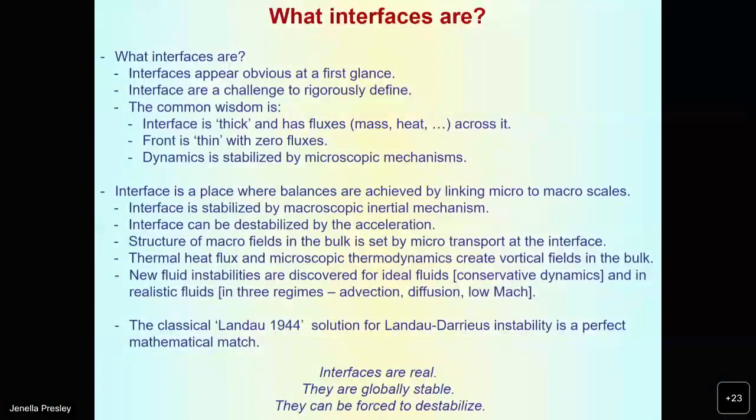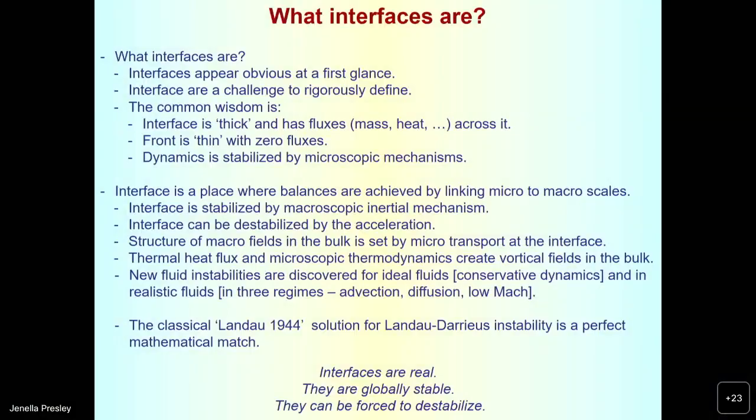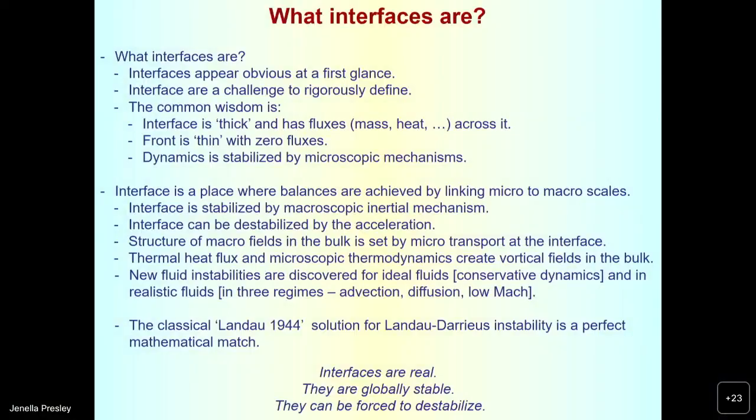However, especially in high energy density conditions, we might have interfaces that may be very thin, such as a few nanometers thin, and that might have macroscopically observable significant fluxes of mass and heat, and maybe some other species across it. Also, the common wisdom is that when we have an interface, it may be stable or unstable, but when it's stabilized, it is stabilized primarily by microscopic effects.